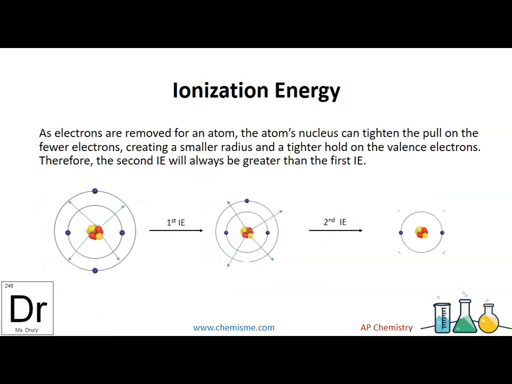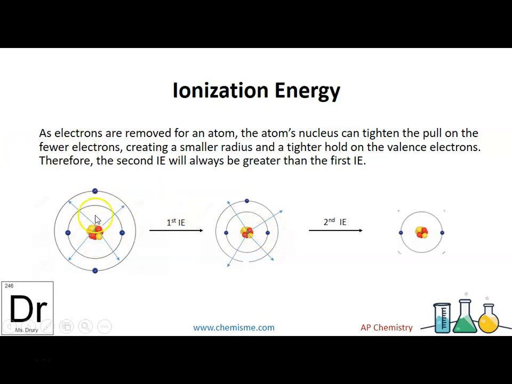You might remember from last year, I used to draw arrows to represent how well a proton is pulling on exterior electrons. That's what I'm showing here. The size of the arrow hasn't changed from picture to picture, just the atom itself has changed. As electrons are removed from an atom, the nucleus can tighten its pull on fewer electrons. Notice the nucleus has not changed. The number of protons are still there, so the pull of the arrows is still there. And because the radius is smaller, they pull on them better, right?